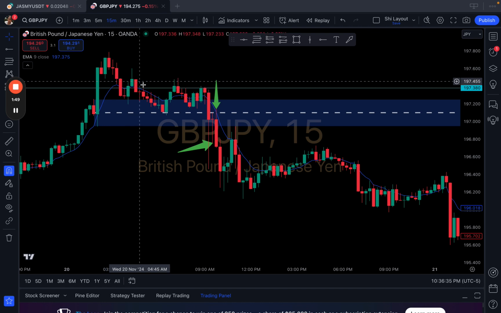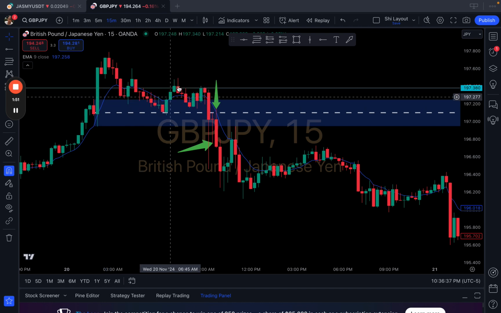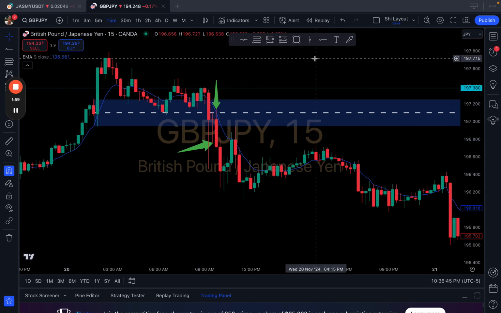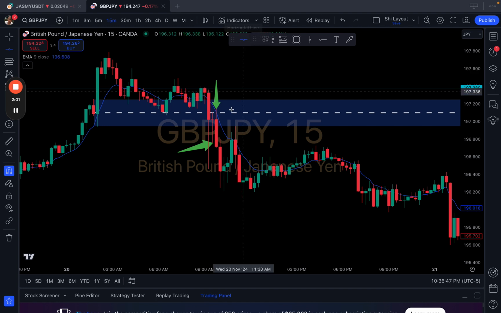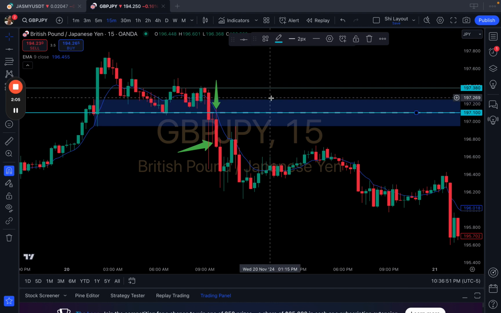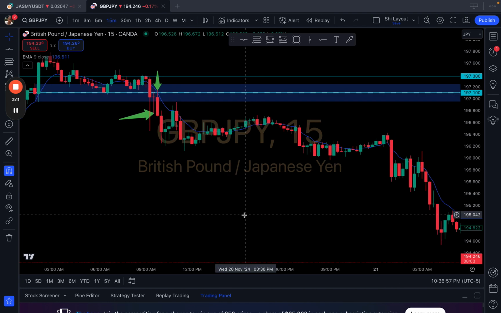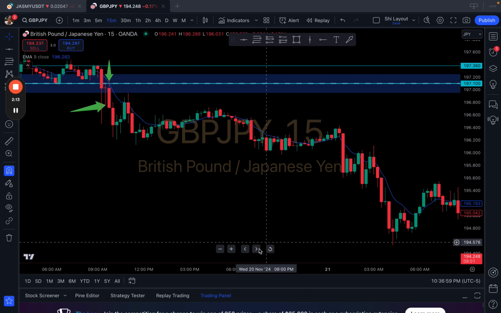And once it manipulates, meaning it's going to trade down, it may go up a little bit more, but it's going to trade down, then come back up, touch my entry, and go back down. So my entry would be, like I said, right here on the mean threshold of this candle, right? And then depending on how the market is, it may come up and touch it again.